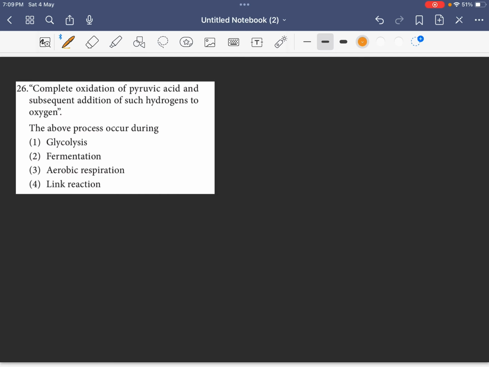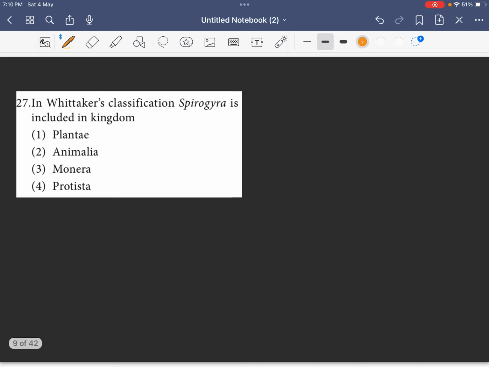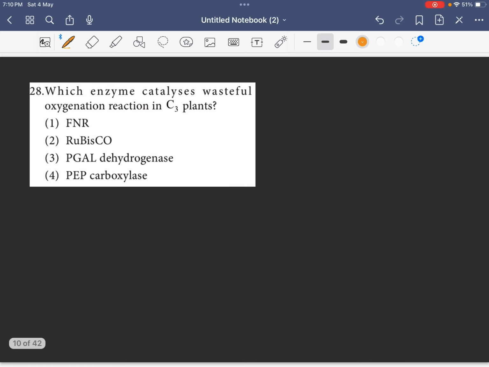Complete oxidation of pyruvic acid and subsequent transfer of hydrogen to oxygen is not by glycolysis, not by fermentation, nor by the Link reaction. It is a part of aerobic respiration. So your answer goes with the third. In Whittaker's classification, Spirogyra is included in the kingdom Plantae. So answer is 1. Which enzyme catalyzes the wasteful oxygenation reaction in C3 plants? It is RuBisCO. So your answer is 2.